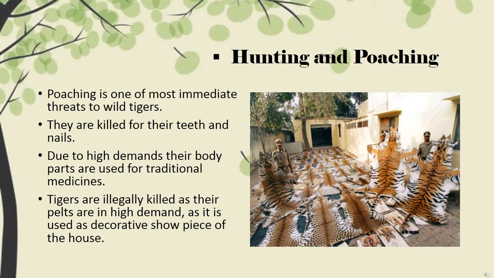The second factor affecting the dwindling of animals is hunting and poaching. Poaching is one of the most immediate threats to wild tigers. They are killed for their teeth and nails. Due to high demand, their body parts are used for traditional medicines. Tigers are illegally killed as their pelts, that is their skin, are in high demand as it is used as decorative showpieces of the house.